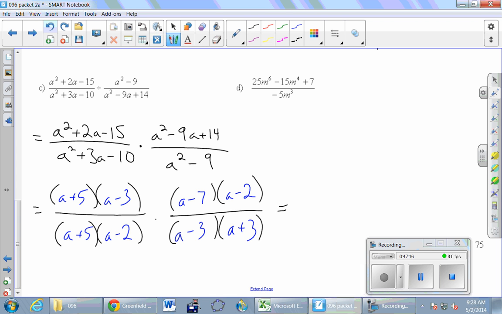You can go straight up and down. That's okay too. Yeah, when we cancel, it's any numerator with any denominator. So the a plus 5s cancel. A minus 3s cancel. A minus 2s cancel. All that's left is a minus 7 over a plus 3. Questions on that? Victor.